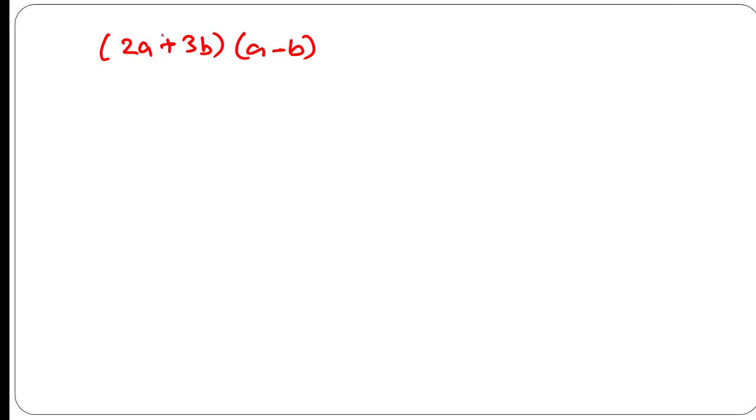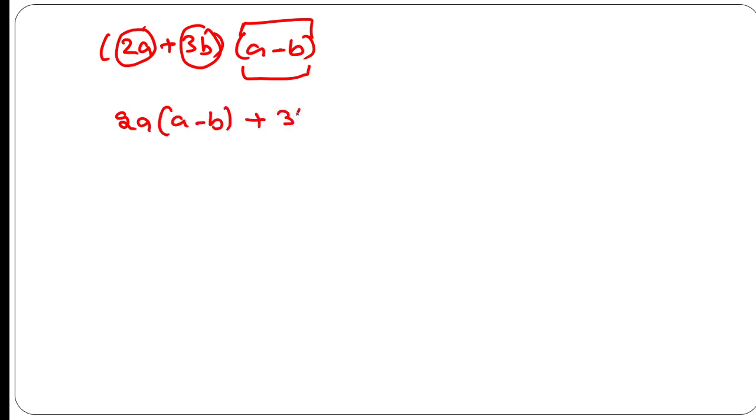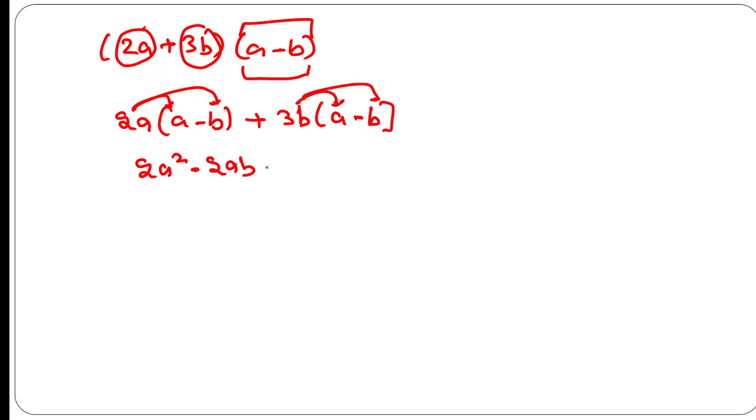So we know that in four terms, the first term is multiplied to both terms, and the second term is multiplied to both terms. It means this 2a is multiplied to a minus b, plus this second term 3b is also multiplied to this term a minus b. On solving, 2a is multiplied to the first term and 2a is multiplied to the second term. So 2a times a is 2a square, minus 2ab, and this 3b is also multiplied to both terms. So we will obtain plus 3ab minus 3b square.